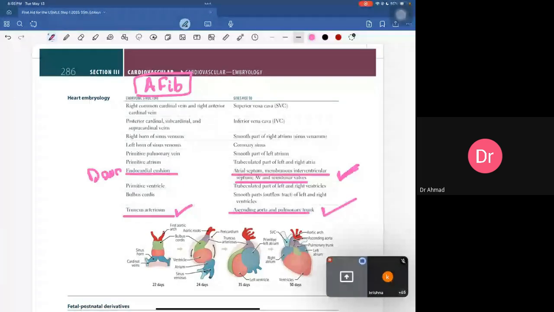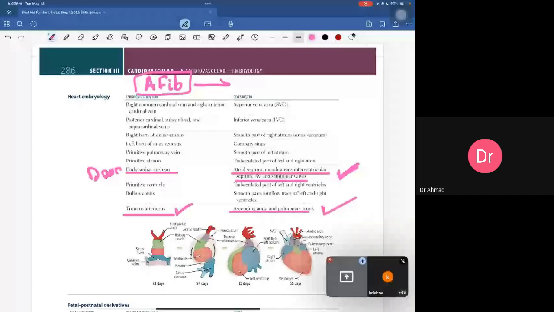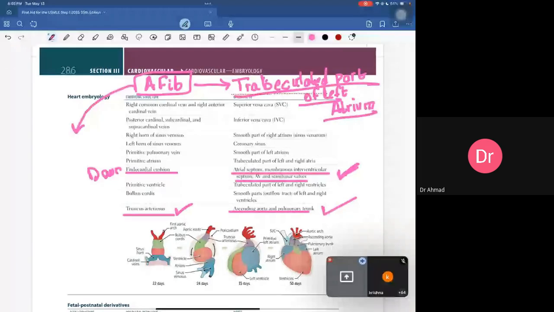But the thing that USMLE wants you to know is anatomically, what part of the heart causes the clot to form? That part of the heart is the trabeculated portion of the left atrium. The trabeculated part of the left atrium is the part that leads to the formation of that clot. And another thing is, where does atrial fibrillation arise from? Atrial fibrillation arises from the pulmonary veins.